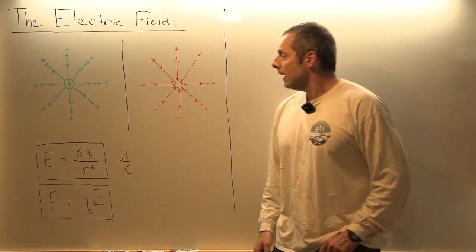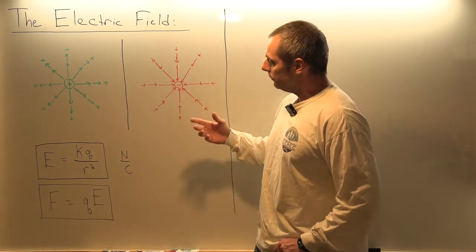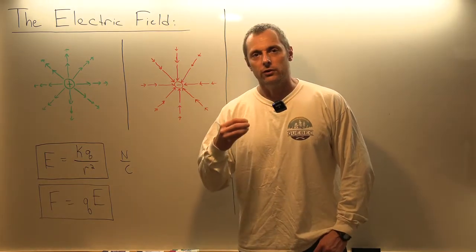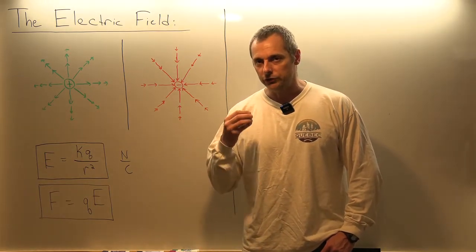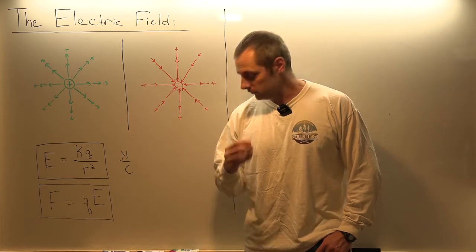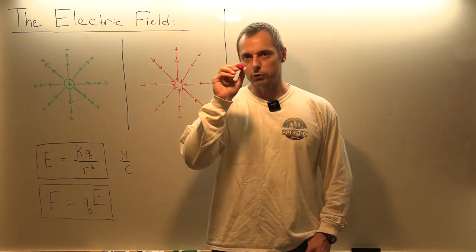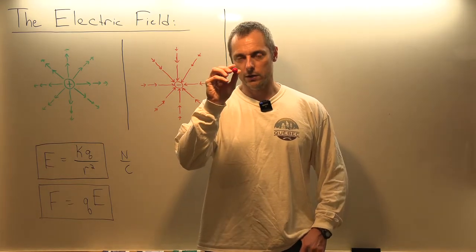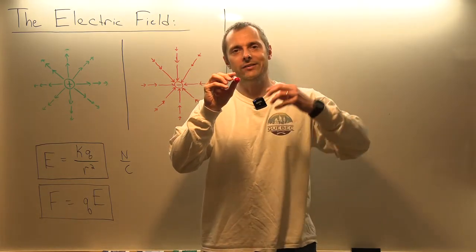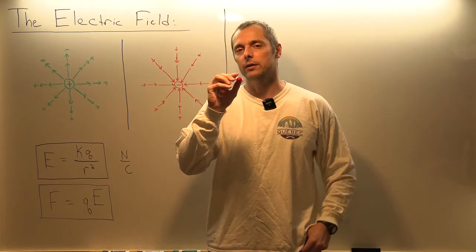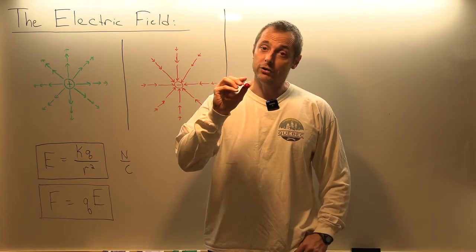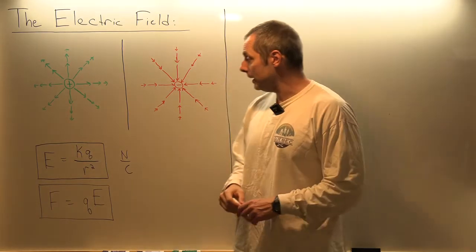Okay, so that is the electric field. What is it? It's some kind of disturbance that charge creates in space. So you don't need two charges. If you have a proton right here, all around it, it's done something to the space around it. That something is the electric field. It's a disturbance in space.